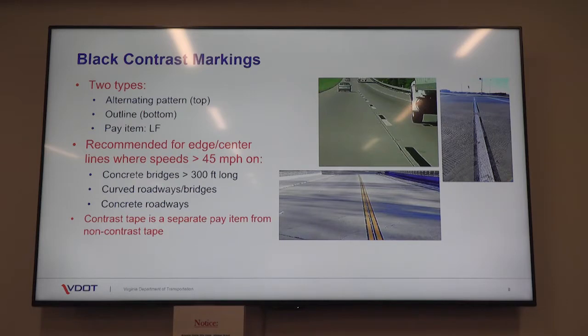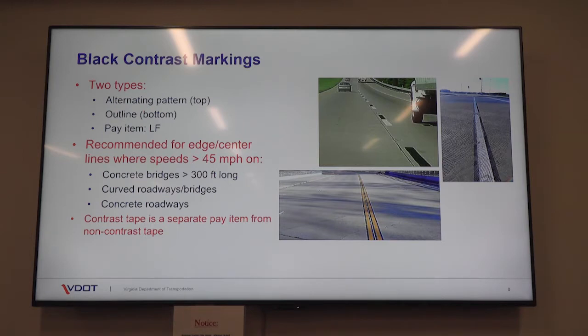Okay, contrast markings. There are two types, and you can see the two types demonstrated in these pictures. There is the outlined type, which you can see on the bottom picture there with the double yellows, and also on the right. And then there is also the alternating pattern, where you have your marking and then the black. It's important to note, though, that these contrast markings have no legal meaning. They are there just for enhancing the visibility of the markings. So there's nothing in the MUTCD, nothing in the Uniform Code as to their meaning. They are just embellishments.